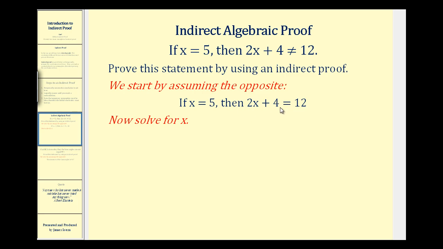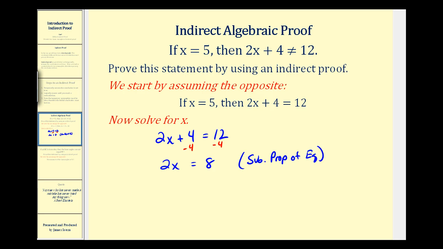Now we'll go ahead and solve this equation, and then hopefully reach a contradiction. Let's give it a try. We're going to solve 2x plus 4 equals 12. The first step would be to subtract 4 on both sides. So we'd have 2x equals 8, and this would be from the subtraction property of equality. The next step would be to divide both sides by 2. This gives us x equals 4, and this was the division property of equality.